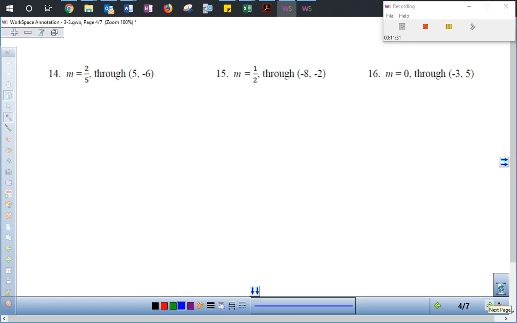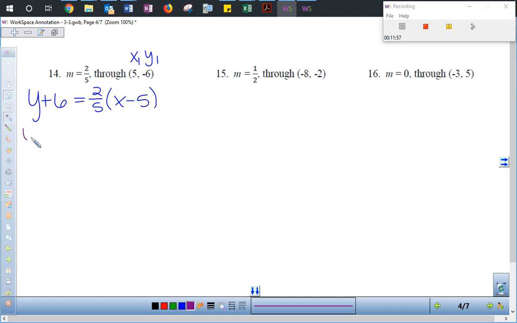On number 14, we're going to do it again. So we're going to identify our x sub 1 and our y sub 1. And then we're going to substitute it into my formula. So what I'd like you to do is pause the video and just substitute the information into your formula. Alright, hopefully you got y plus 6 equals 2/5 times the quantity of x minus 5.